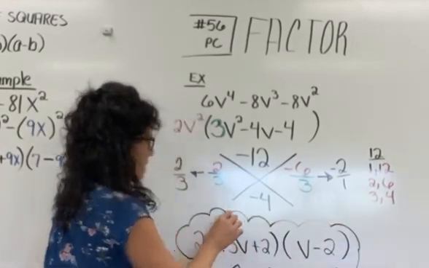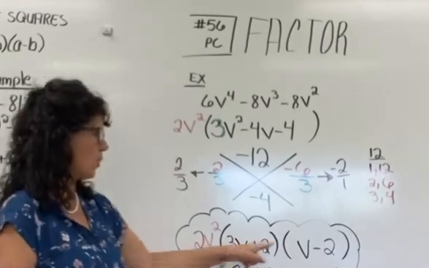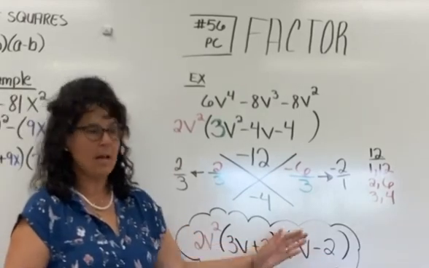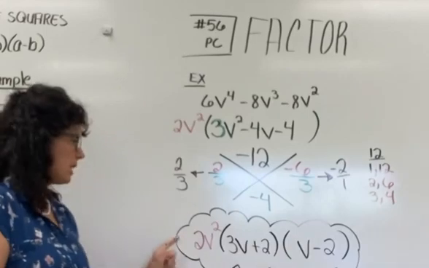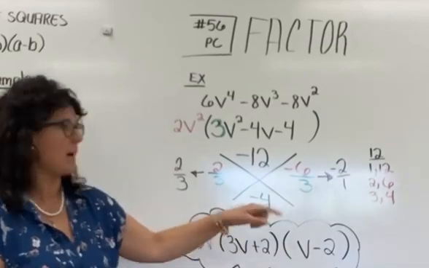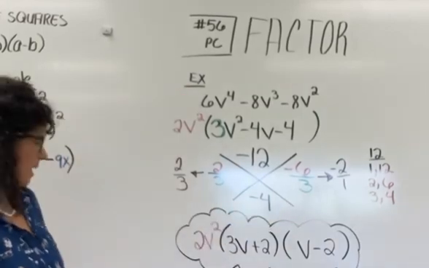If you wanted to double check you have the right answer, you could FOIL this together. And then after you had it FOILed, you could redistribute the 2v squared back through and you get back to the original.